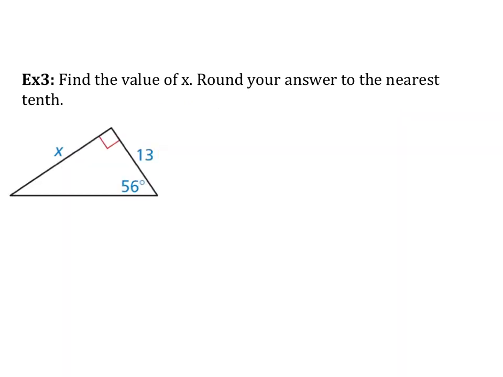All right, in example 3, we're going to apply the same process. We know we have a right triangle. If I go ahead and identify sides, I have my acute angle of 56 degrees. I know that across from that we have the opposite side. And I know that 13 is going to be the adjacent side.